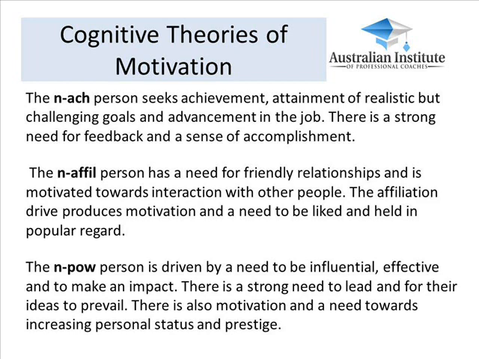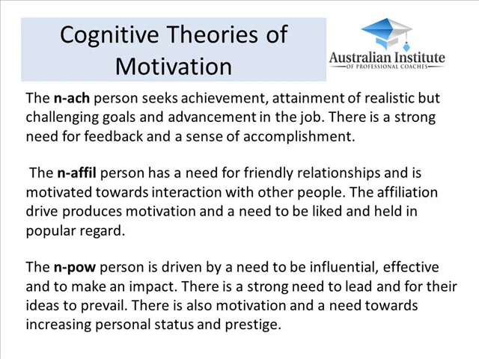The NAff person has a need for friendly relationships and is motivated towards interaction with other people. The affiliation drive produces motivation and a need to be liked and held in popular regard. These people are team players, but might not always make the best leaders. The NPow person is driven by a need to be influential, effective, and to make an impact. There's a strong need to lead and for their ideas to prevail. There's also motivation and a need toward increasing personal status and prestige. They too may not make the best leaders.